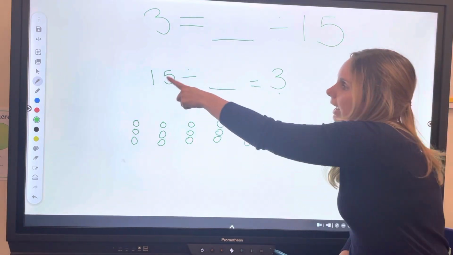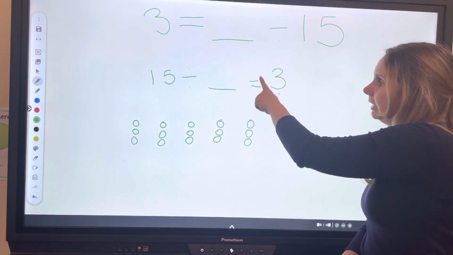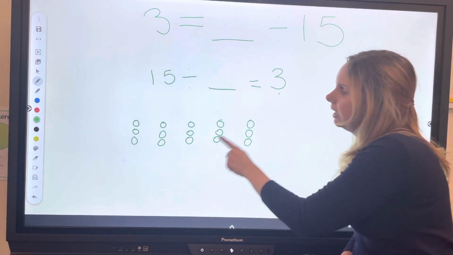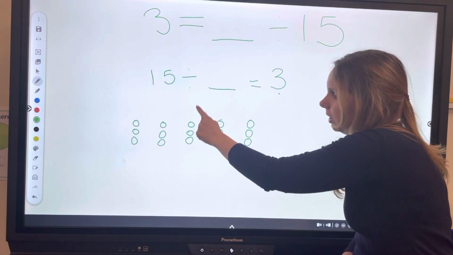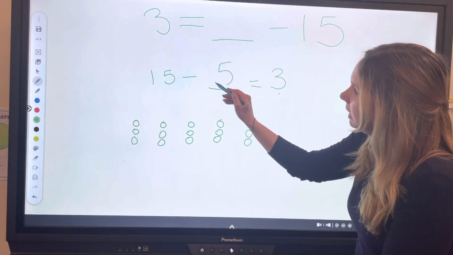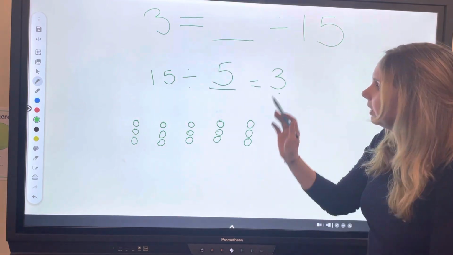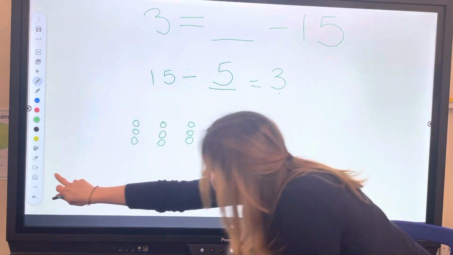So I had 15, I shared it into a number of groups, and in each group there were 3. I've got 1, 2, 3, 3 in a group. 1, 2, 3, 4, 5. 15 shared by 5 equals 3. Let's have a go at another one.